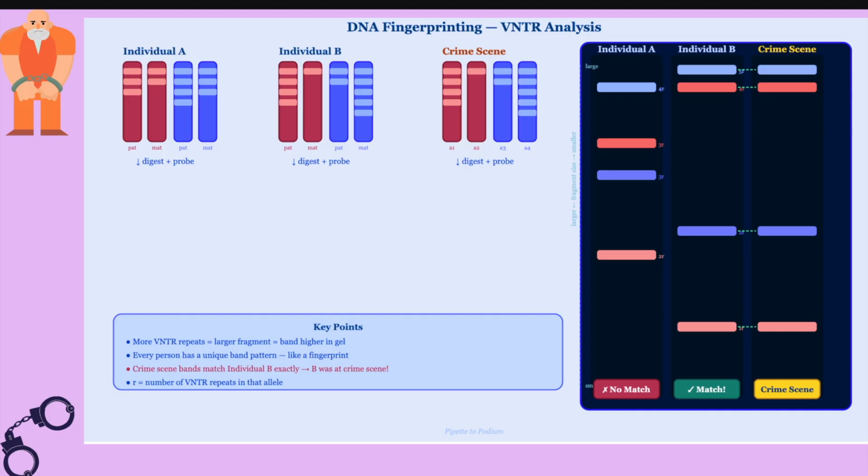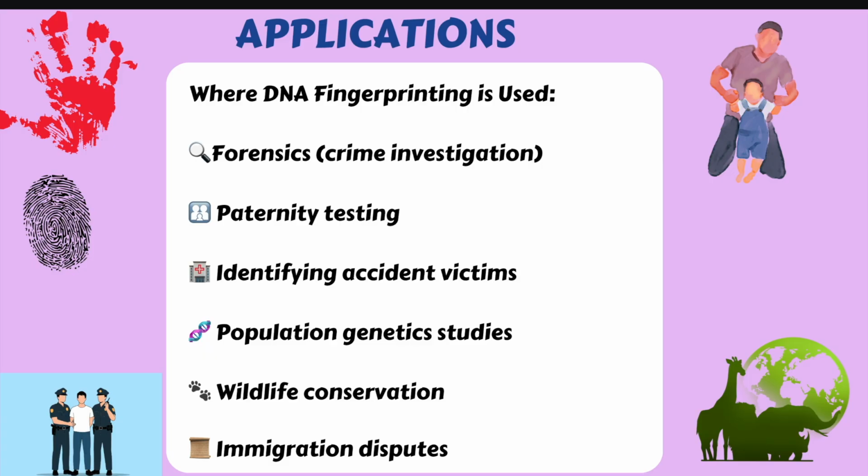Now, look at the crime scene sample. Which one does it match? Individual B, right? Every single band lines up perfectly. So it says that individual B was at the crime scene. This is the power of DNA fingerprinting. It tells you the truth with near certainty.